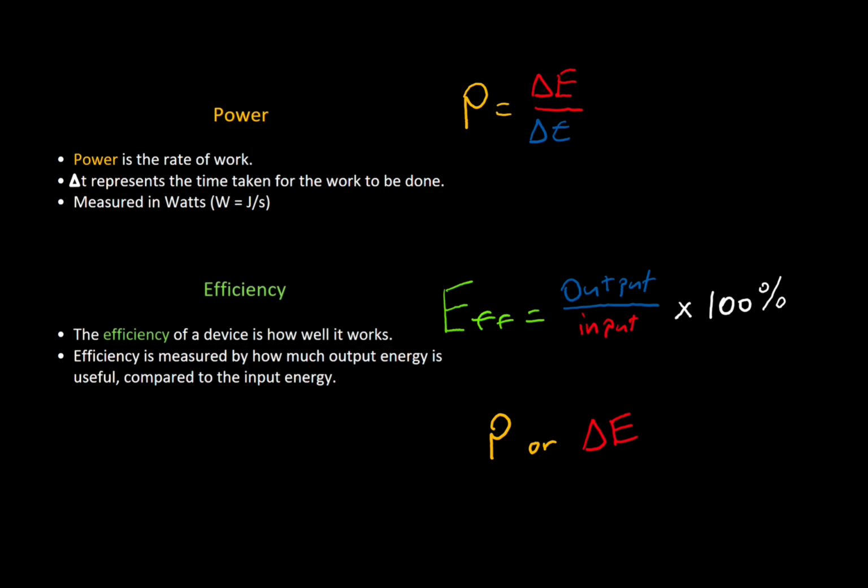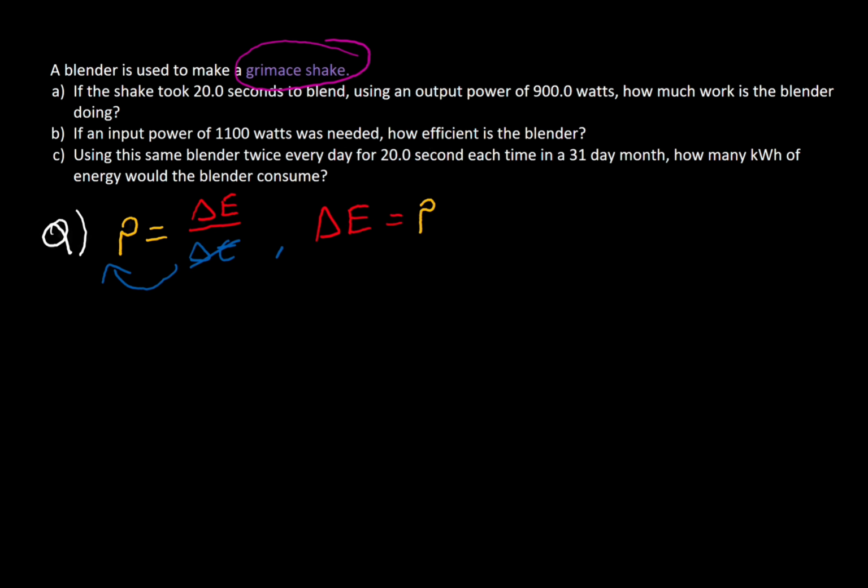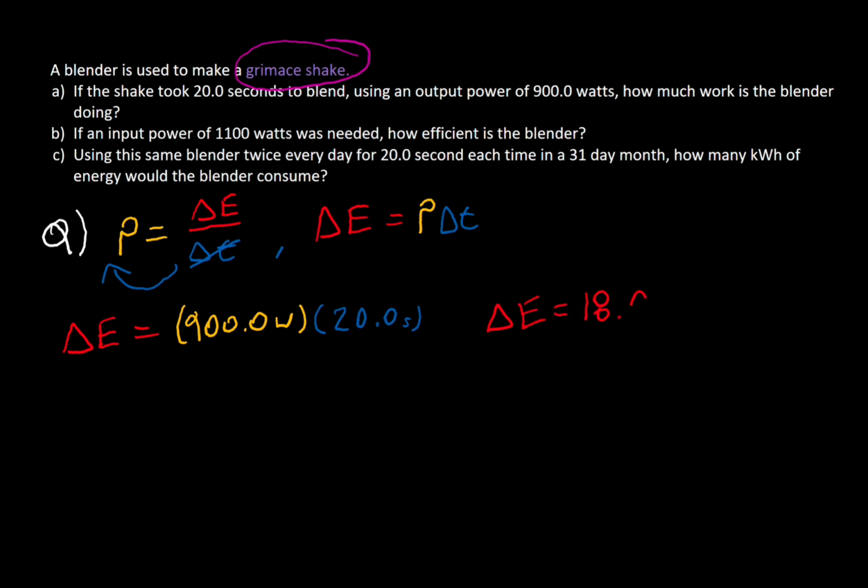Let's jump right into a question using both power and efficiency. A blender is used to make a grimace shake. Question A. If the shake took 20 seconds to blend, using an output power of 900 watts, how much work is the blender doing? So we know that the power formula is delta E divided by delta T. To isolate for work, we need to multiply both sides by time, and so work equals power times time. And now inputting the information that we are given, 900 watts times 20 seconds, this gives us 18.0 kilojoules of energy, rounding to three significant digits.